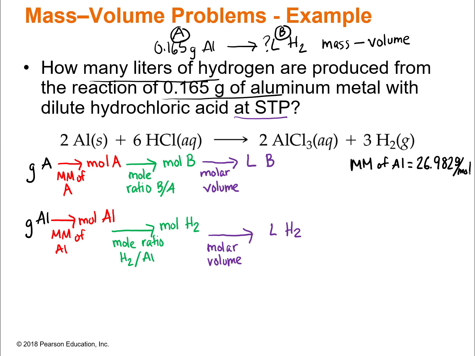We also need to handle this molar volume business. So this is from chapter 8. One mole of gas is equal to 22.4 liters. Now we've got all that out of the way, we need to actually set up the problem. We're starting with 0.165 grams of aluminum.